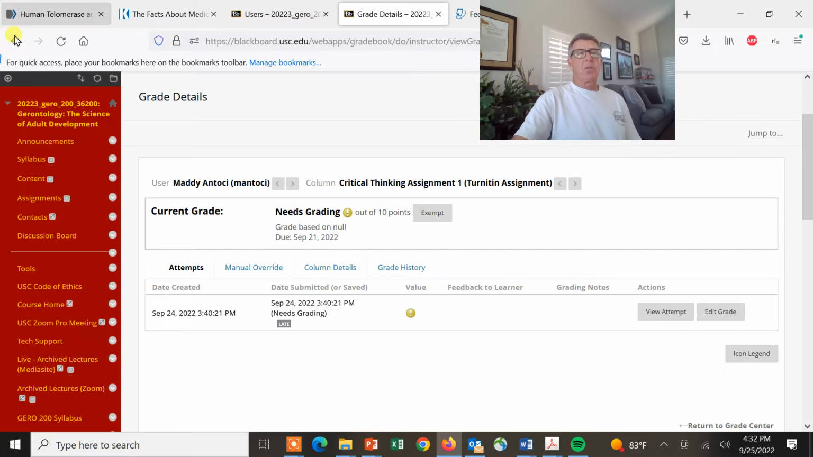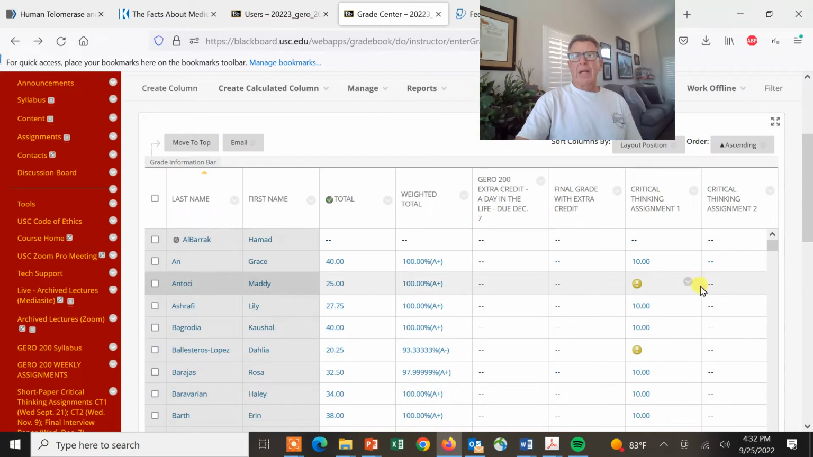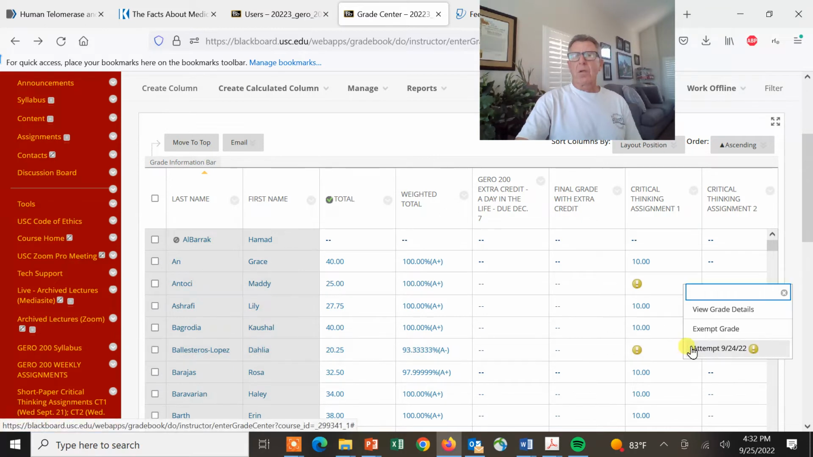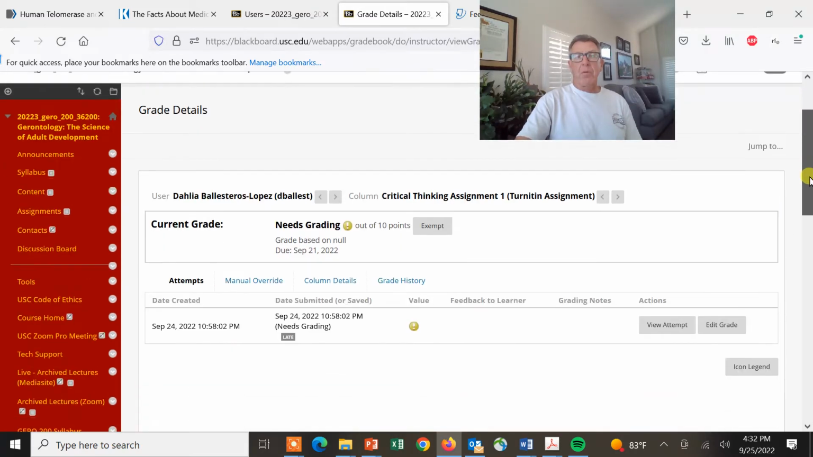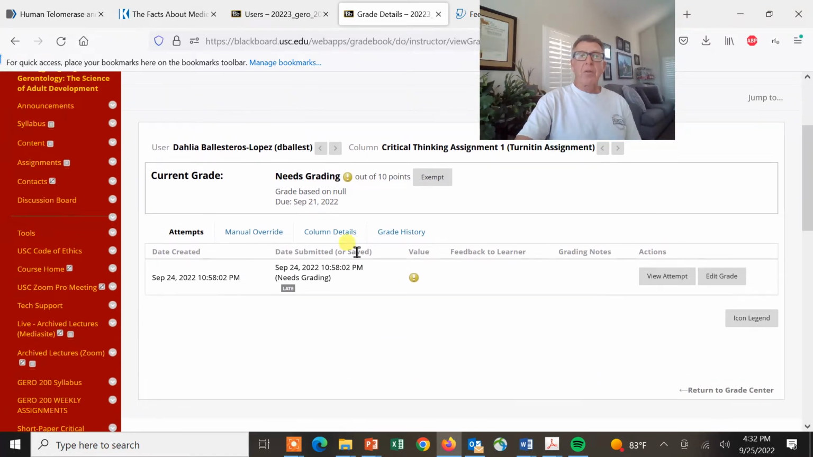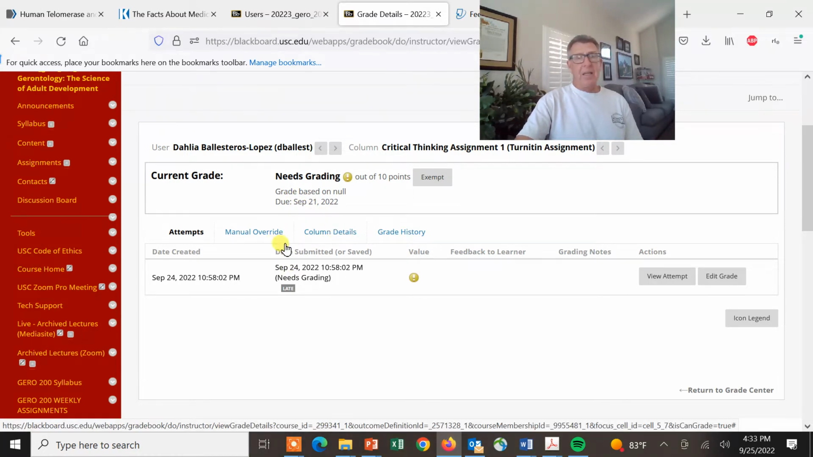So again, you get to that by going right here, and so you're going to view grade details. I'm clicking right there, and it tells me that person was late, and you would then subtract 10% per day, so that's a 30% loss right there. So they didn't get it in on the 21st, the 22nd, or the 23rd, they got it in on the 24th. Okay, so that's how that works.